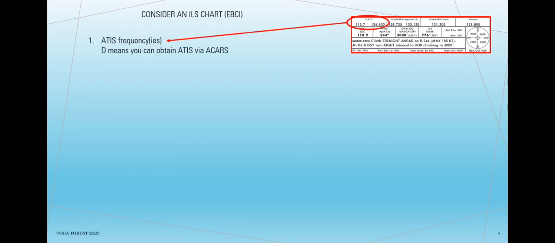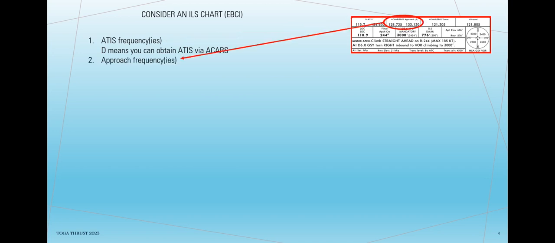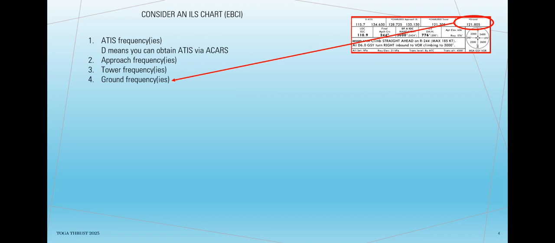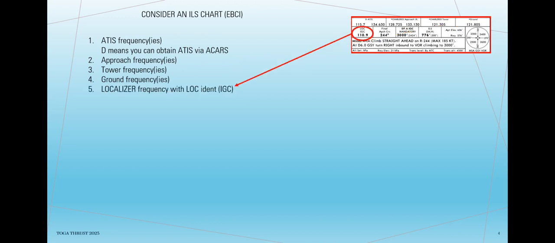ATIS frequencies, D, means you can obtain ATIS via ACARS. Approach frequencies. Tower frequencies. Ground frequencies. Localizer frequency with localizer ident, India Golf Charlie. Localizer final approach course.